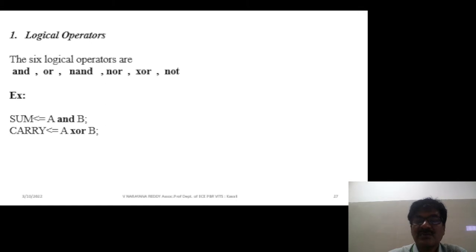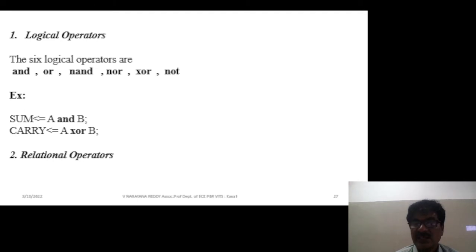So it performs the XOR operation on binary numbers a and b and the result will be loaded into the object carry. Like that, the other operators also we can use. Whatever the logic gates AND, OR, NAND, NOR, XOR can perform, the same thing you can observe here by using these operators.